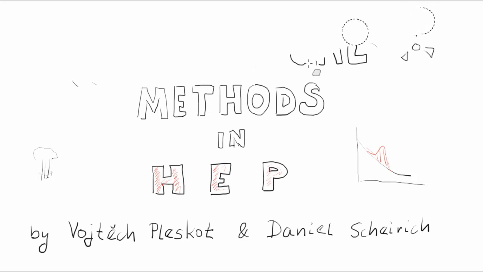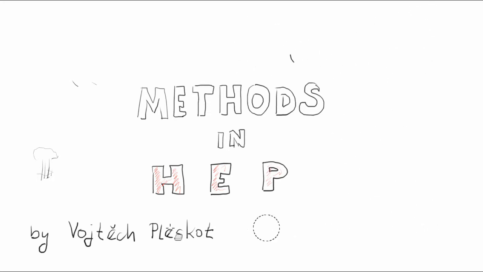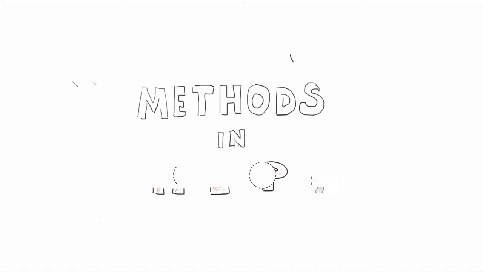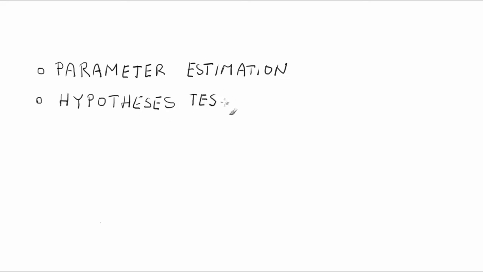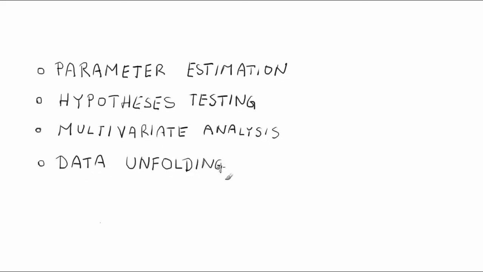In this course, we would like to guide you through the main concepts of statistical evaluation of data that are used in particle physics. The course is split into four main parts: parameter estimation, hypothesis testing, multivariate analysis techniques, and data unfolding. All this will be preceded by a short introduction to the concept of probability, basic terminology, and mathematical tools used throughout the whole course.